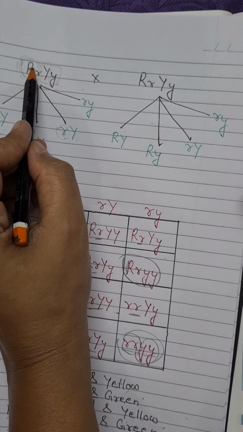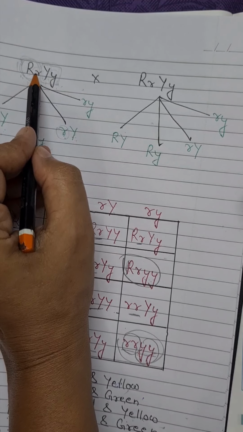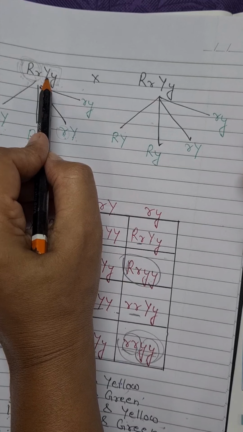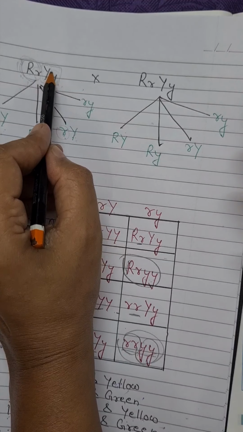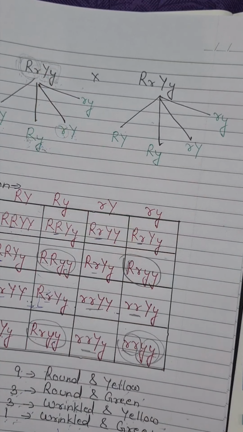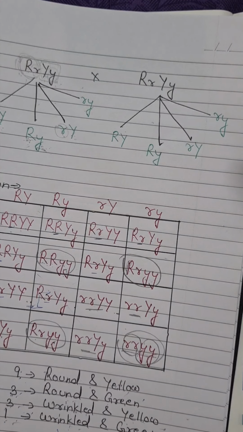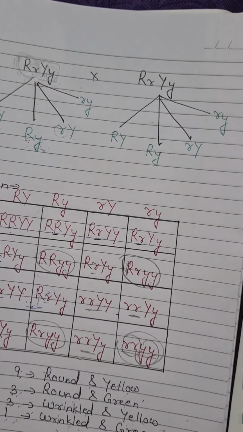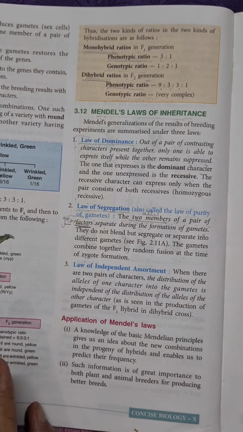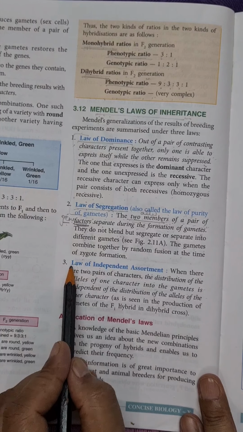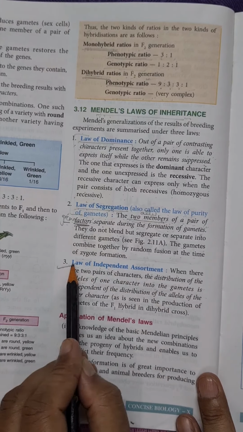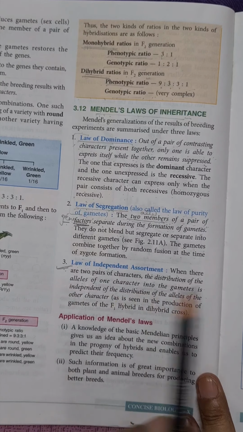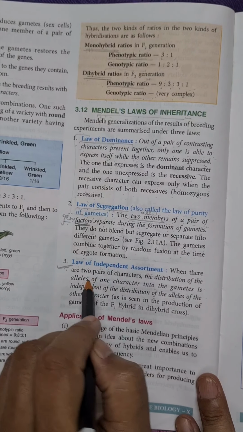In the same way, the recessive allele of the first character may go with the dominating allele of the second character, or it may go with the recessive allele of the second character. So they are randomly assorted during gamete formation. They do not depend upon each other, and that is called the law of independent assortment, and it is related to the dihybrid cross only.